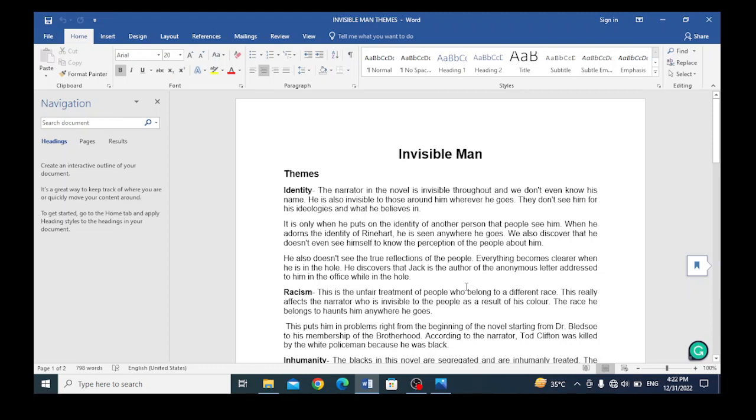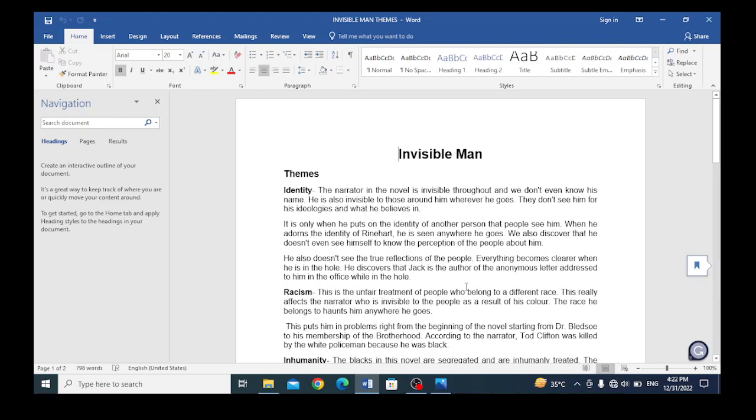The first one is identity. The narrator in the novel is invisible throughout, and we don't even know his name. He's also invisible to those around him wherever he goes. They don't see him for his ideologies and what he believes in. In fact, that is why the novel is titled Invisible Man. It's not that they don't see the man, but they don't see him for what he believes in. He doesn't even see himself. So that is why the title is Invisible Man.